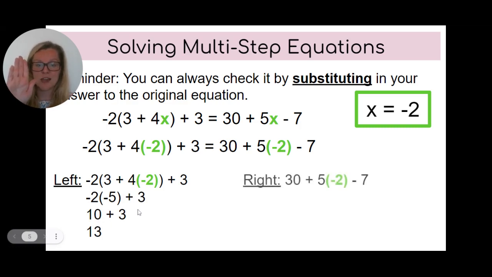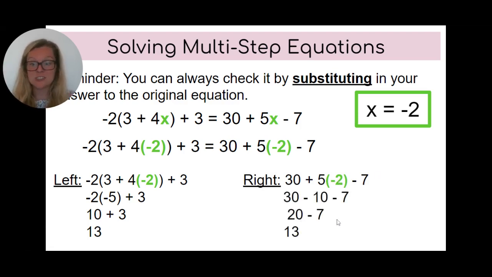Okay, let's check the right side. Again, I'm going to start with my parentheses because we're doing PEMDAS here. 5 times -2 is -10. 30 minus 10 is 20. 20 minus 7 is 13. Bada bing, bada boom. I have the same on the left and the right. So therefore, I have validated that my answer, x equals -2, is the correct answer. So you can always check your answers.